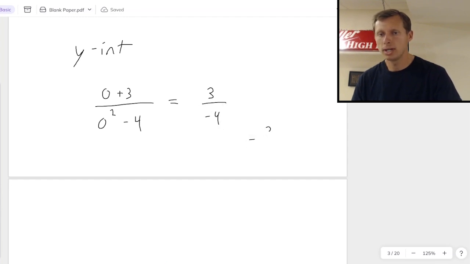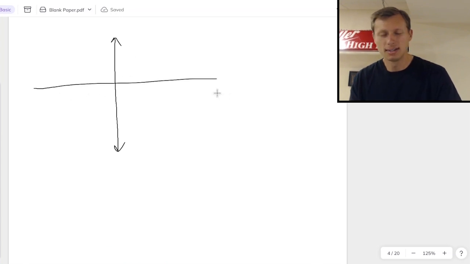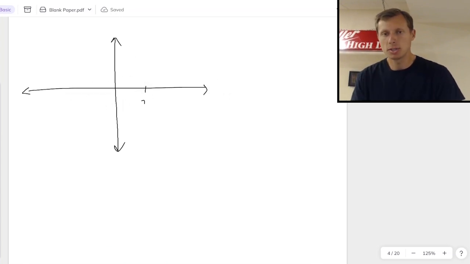Which can be written a little nicer as negative 3/4. And with that, I'm ready to start graphing this function. I know I didn't do my table of values yet, but I'll do that later. So first, my vertical asymptotes at 2 and negative 2. Vertical asymptotes just look like dashed lines going up and down.